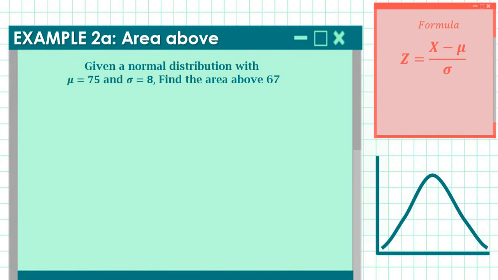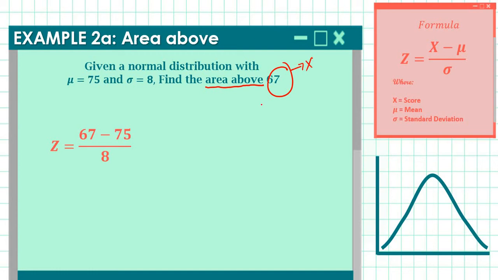Next, how about area above? Again, we perform steps 1 to 2. So we are going to substitute the values. Take note that the area we are considering here is area above, given the x value as 67. So substitute 67 minus 75 all over 8, round off to 2 decimal places, but we will be given an exact value, which is -1.